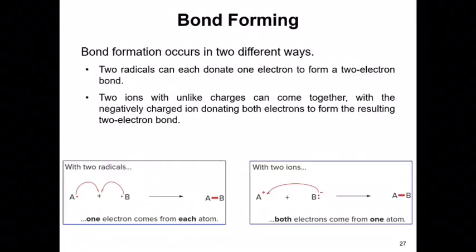If there are two different ways to break a bond, there are also two different ways to form a bond. So the first method here involves two radicals. You have two radicals that are coming together to form a single bond. This single bond right here contains two bonding electrons. Each radical will donate an unpaired electron to form this single bond between them.